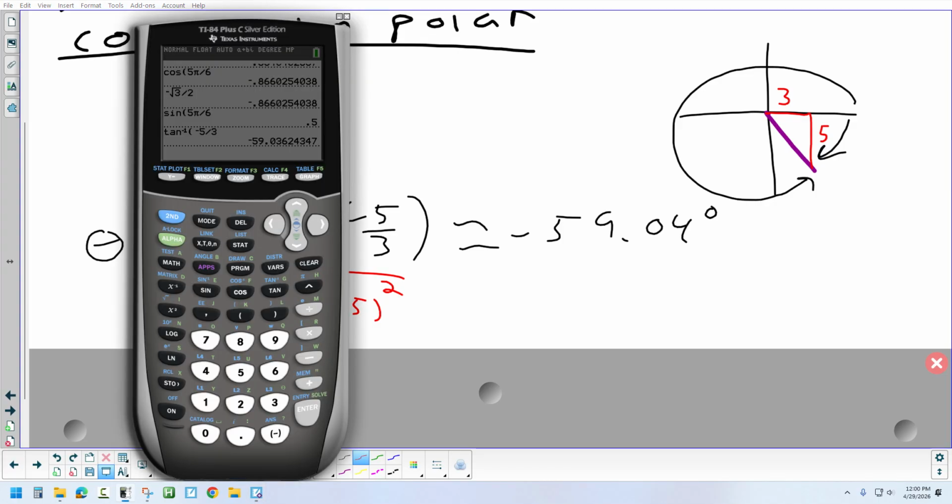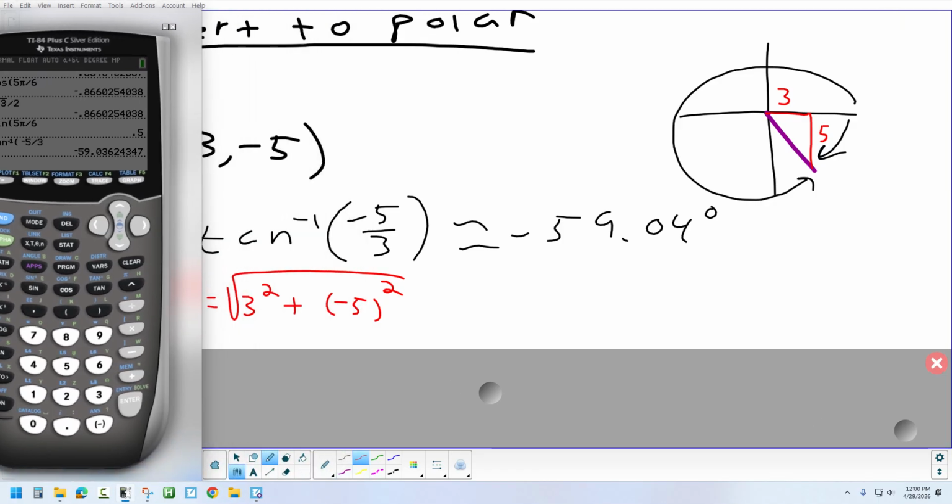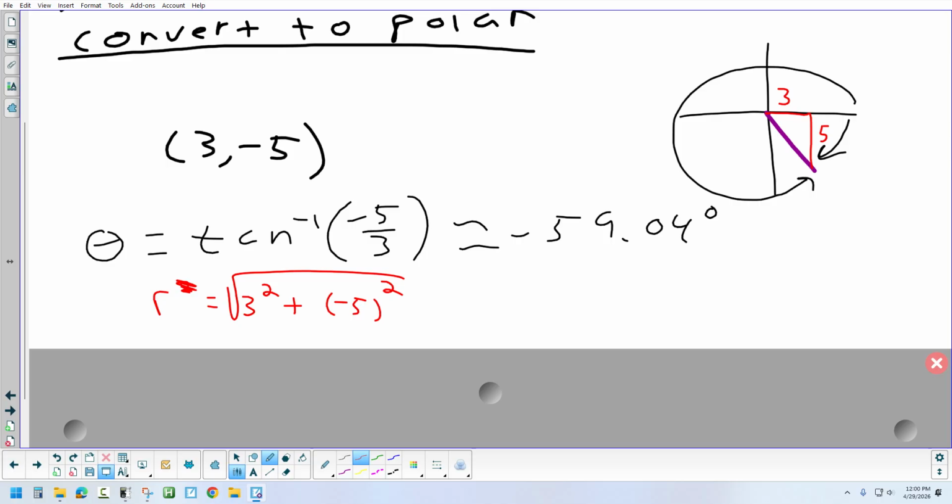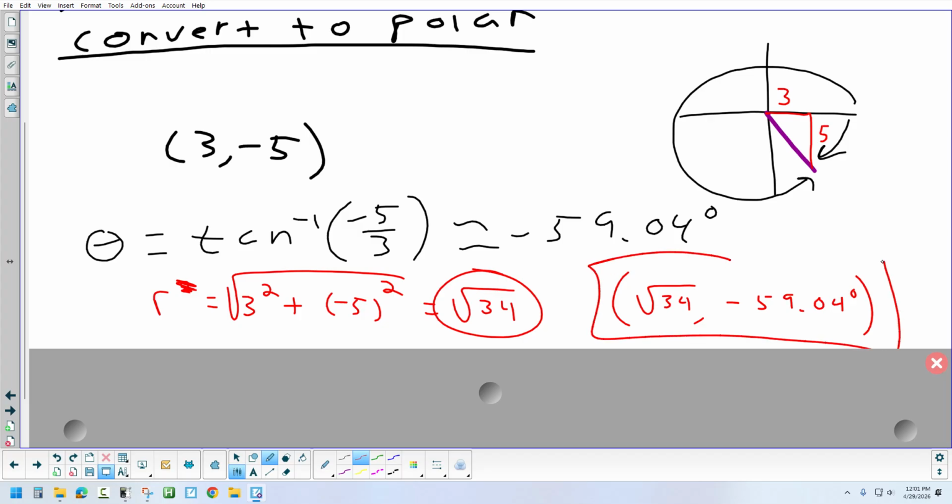3 squared is how much? 9. And 5 squared? 25. And 9 plus 25? We'll just leave it like that. So to write this answer in polar, your r is square root 34. That's the purple distance from the origin to the point. And the amount of rotation is -59.04. So that's the reverse of what we just did in the last problem. Change it the other way.